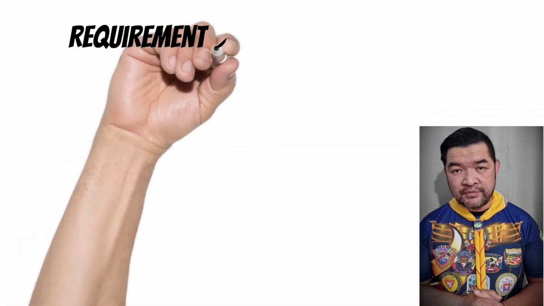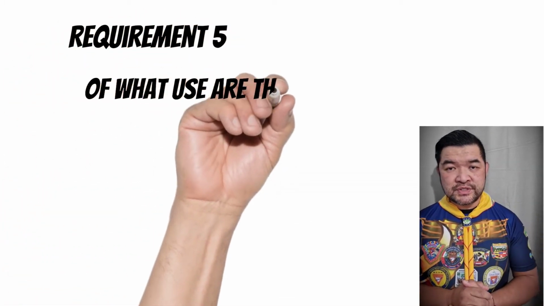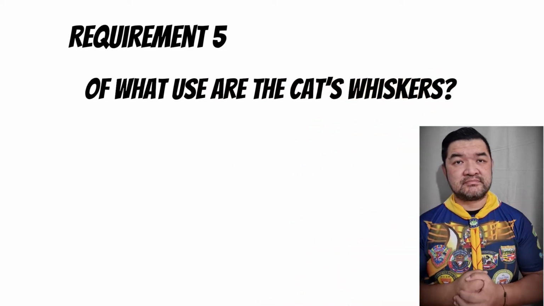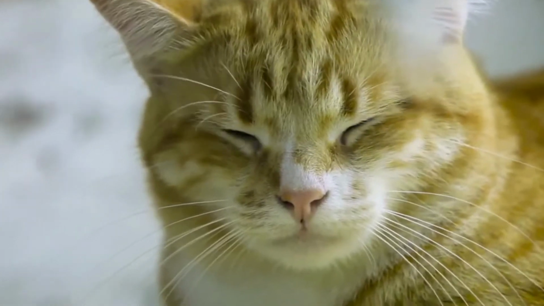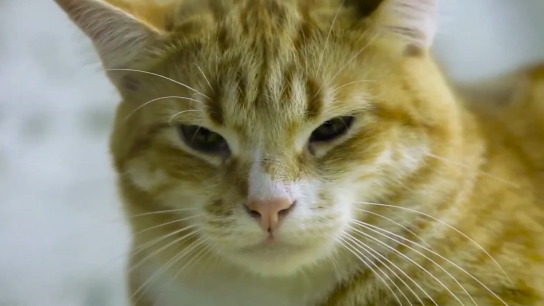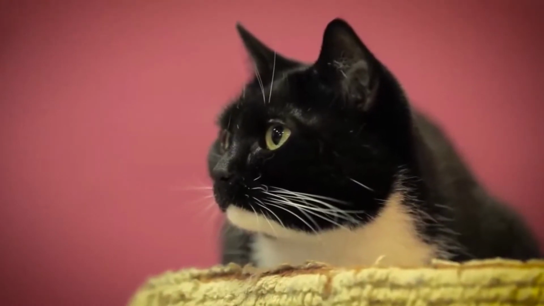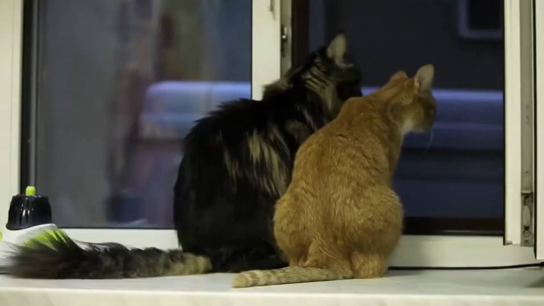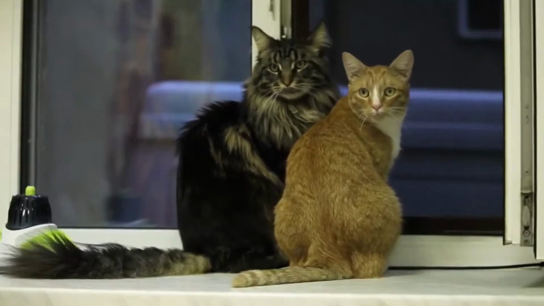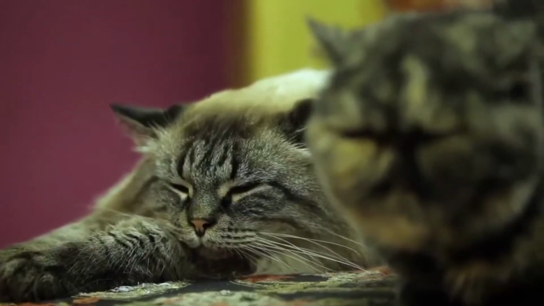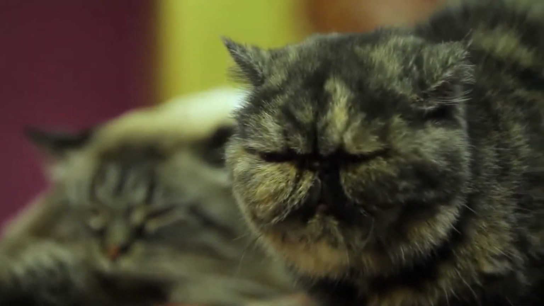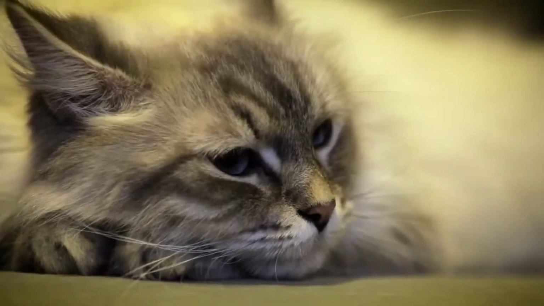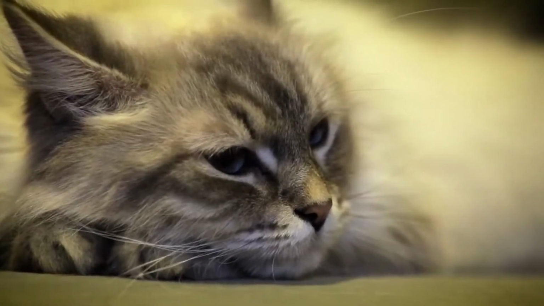Requirement number 5. What are the uses of the cat's whiskers? Cats' whiskers are connected to sensitive nerves and act like extra fingers for feeling things. The whiskers on the cat are specialized sensory hairs grouped in 3 specific locations on the cat's head. The cat's whiskers are primarily used as an alternative sensing mechanism.